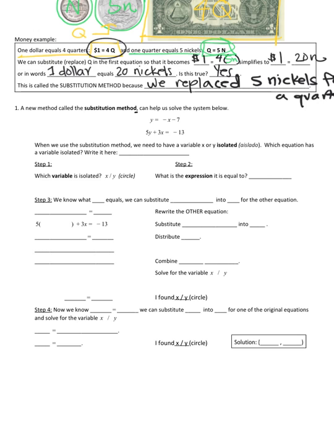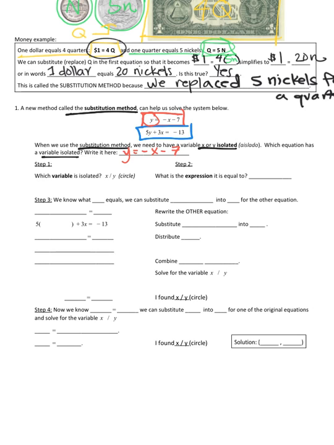A new method called the substitution method can help us solve the system below. We have 2 equations for our system. We have y equals negative x minus 7, and we have 5y plus 3x equals negative 13. When we use the substitution method, we need to have a variable x or y isolated. Which equation has a variable isolated? So when I look at the equations above, I see this one has y alone on the left. Let's write it. Y equals negative x minus 7.